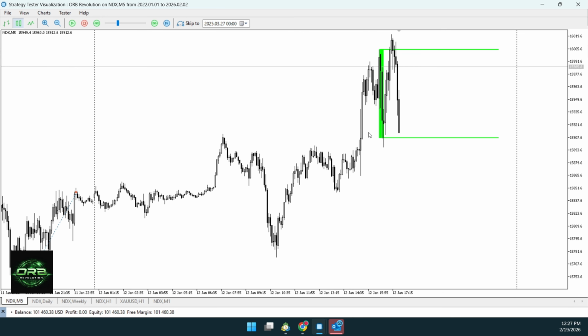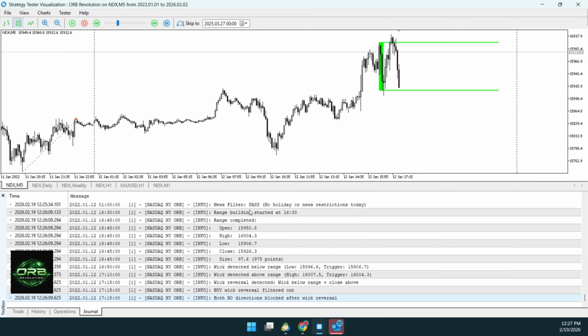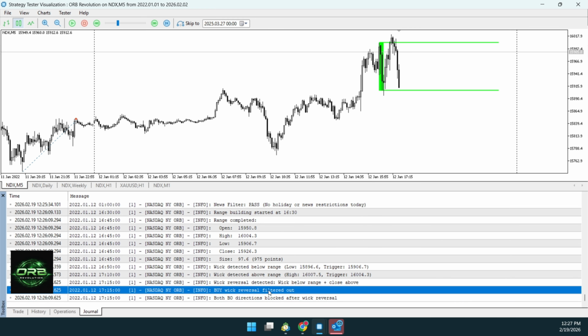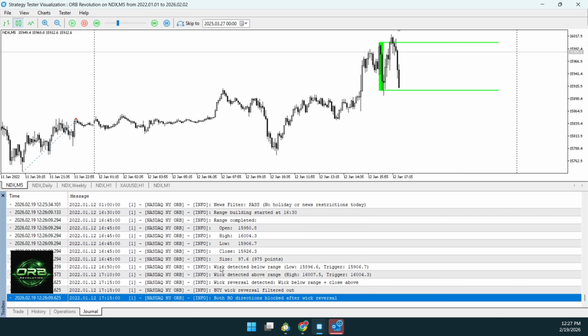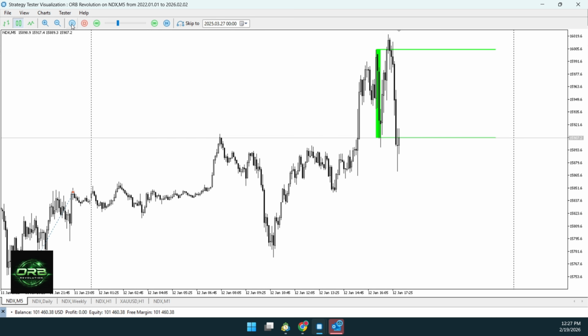And we can see this inside the logs. When you go to the logs in the journal, you can see the details. You can see when it was filtered and why it was filtered. So simply we have a bi-week reversal filtered out. Why? Because we don't have breakout or reversal that are active. Let's take another example.